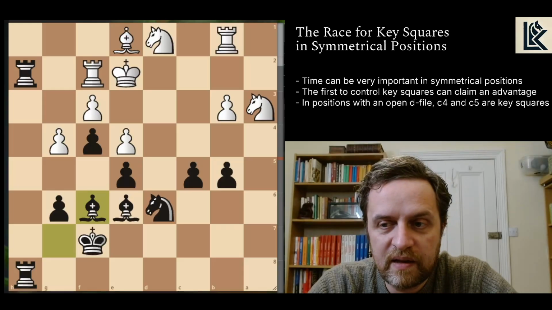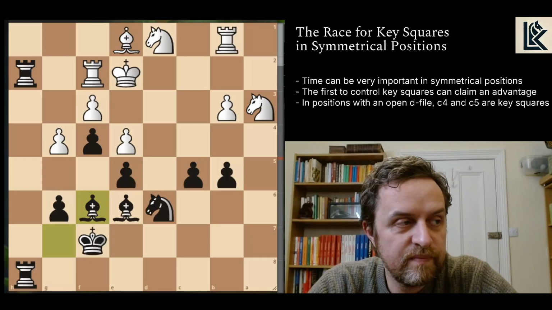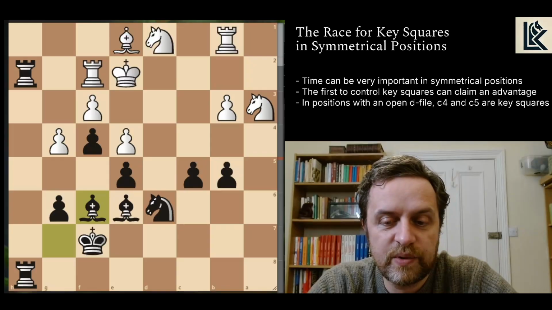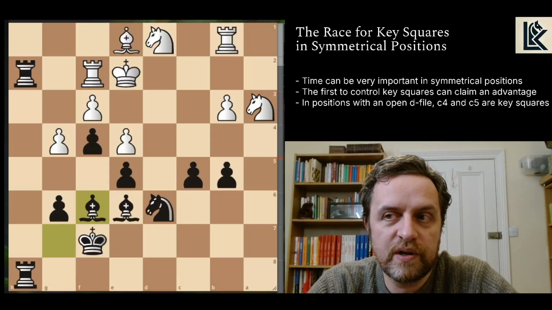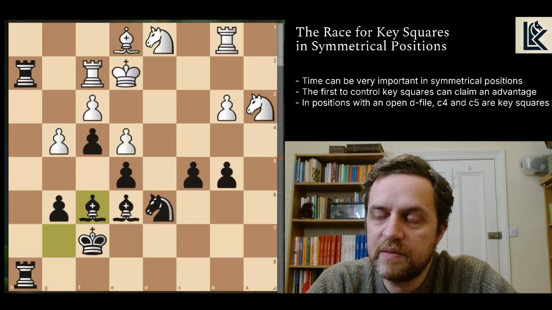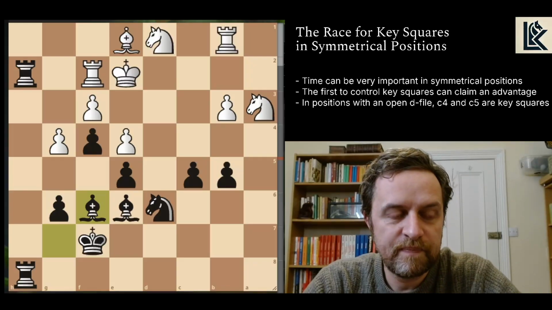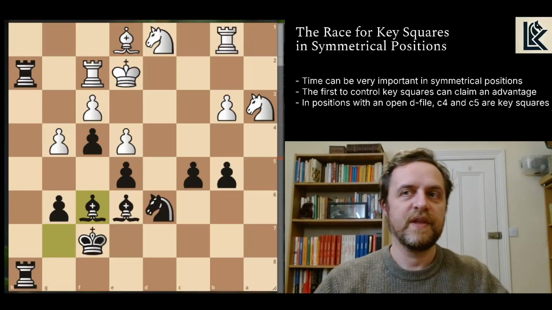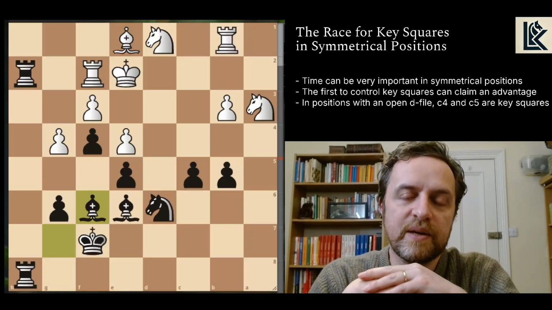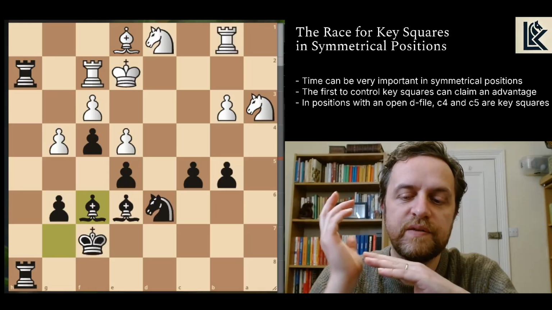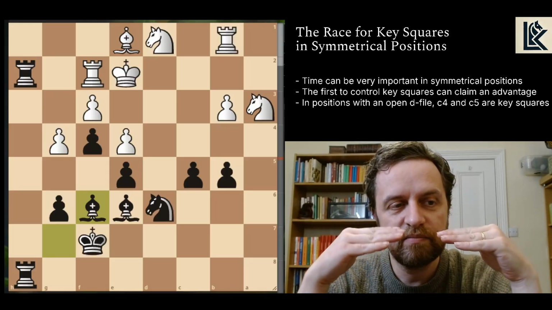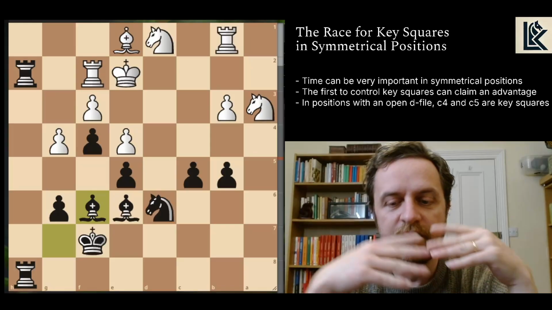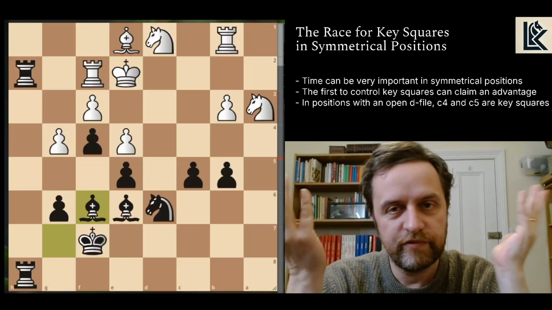actually you need to hurry to put your minor pieces in the right positions. And if you allow the opponent to occupy the key squares first, then you are going to have a lot of trouble. So in symmetrical positions, time is very important. Now, if both players hurry and play the correct moves, understand the key squares to fight for, and oppose each other correctly, you're going to have equality very roughly.